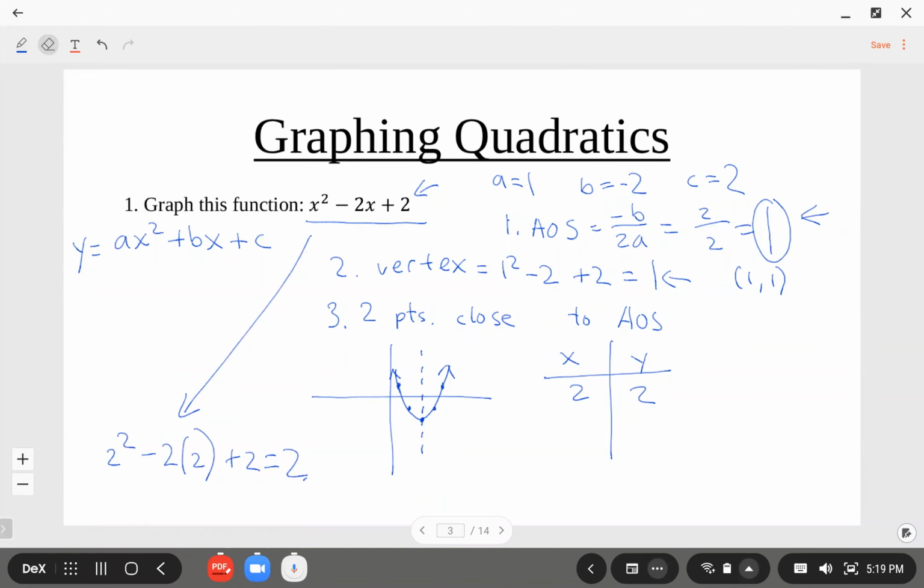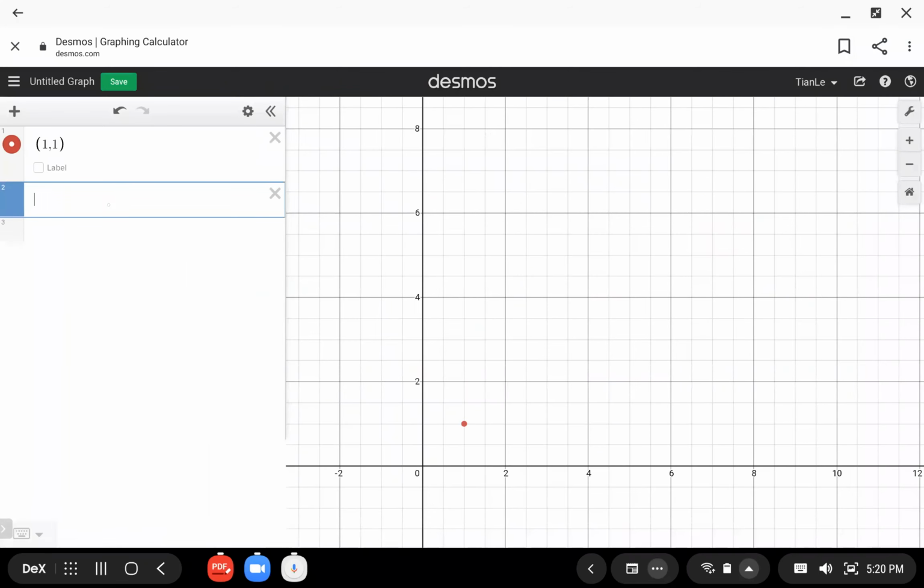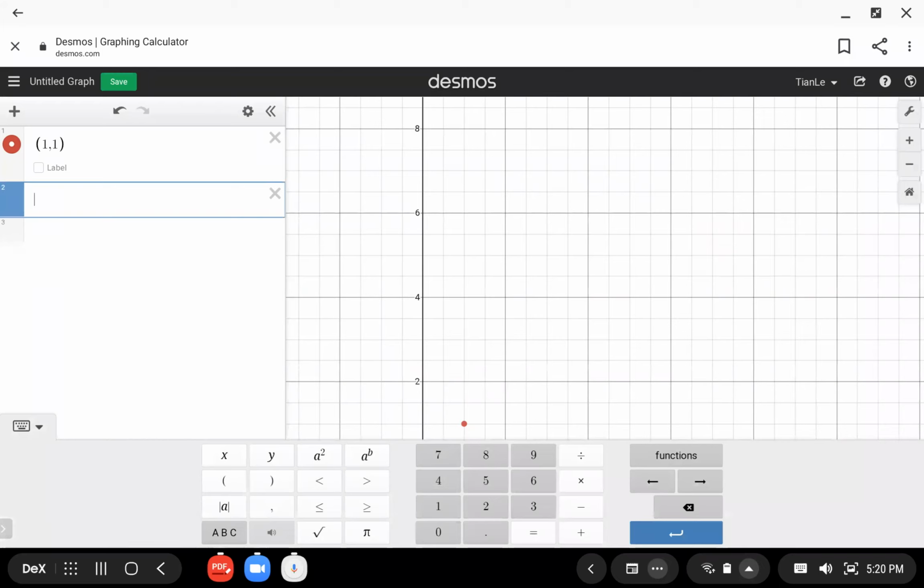Okay, so now we've got 1 extra point. Now let's try another one. Let's try 0. Okay, actually, let's graph that on Desmos first. Let's add 1. Okay, so what was it? 2, 2. Okay.